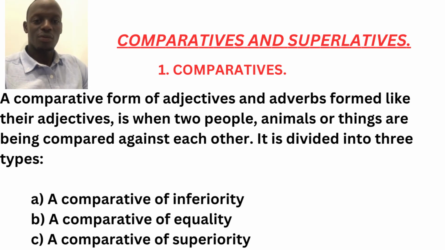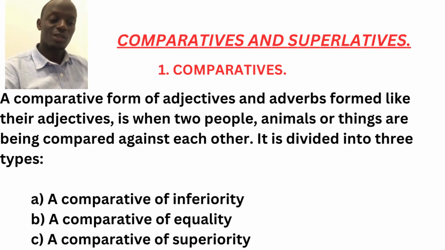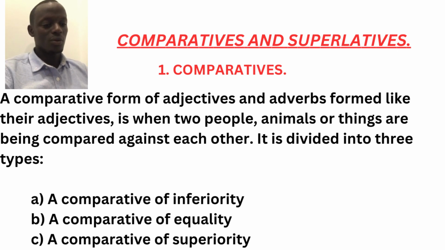So what is a comparative form of adjective or adverb? We use a comparative form to highlight that one thing, one person, one animal, is being compared to another. You understand? This is where we use comparative form, and it is divided into three types: comparative form of inferiority, comparative form of equality, and comparative form of superiority. We are going to begin with comparative form of inferiority.